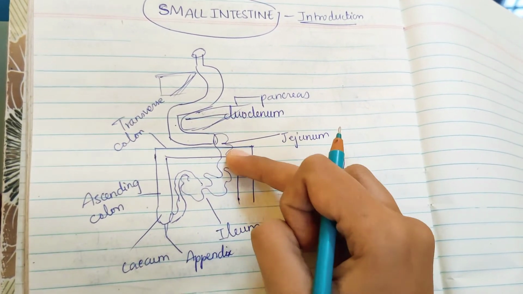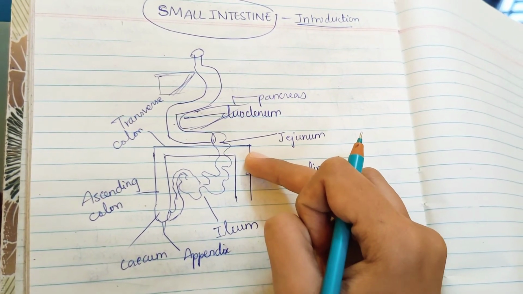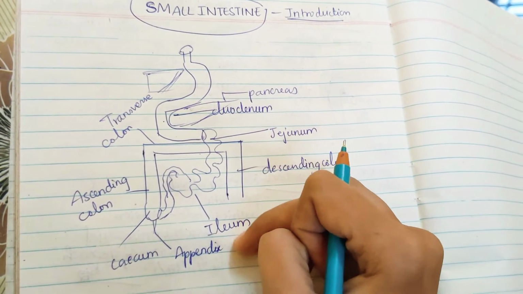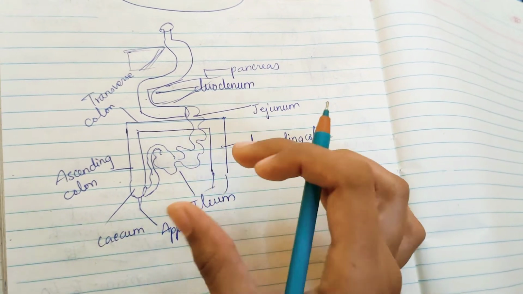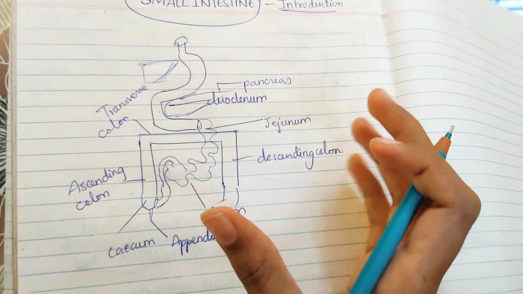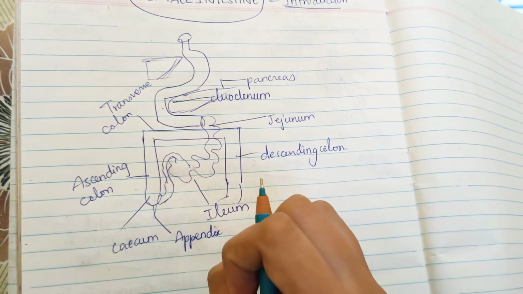All the remaining, from the left 1/3 of the transverse colon, descending colon, pelvic colon, and the proximal part of the rectum, are of hindgut. Here will be the rectum next. So all those are formed from the hindgut. So this is according to the developmental part.